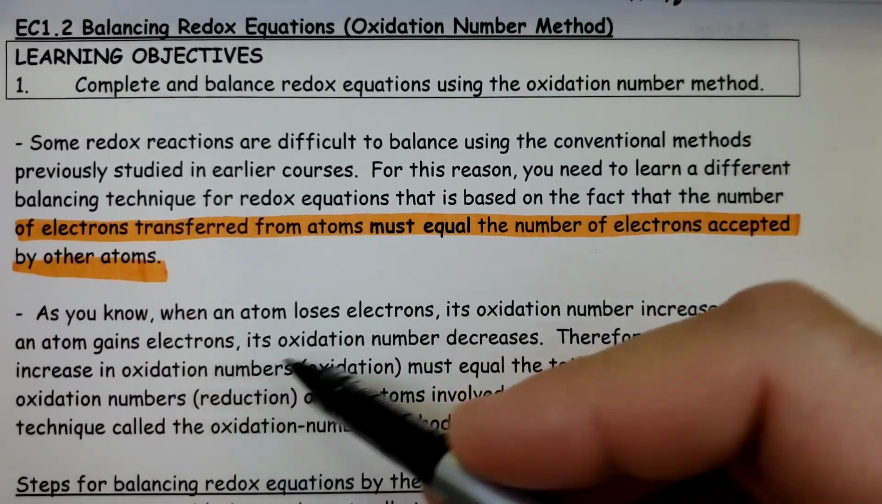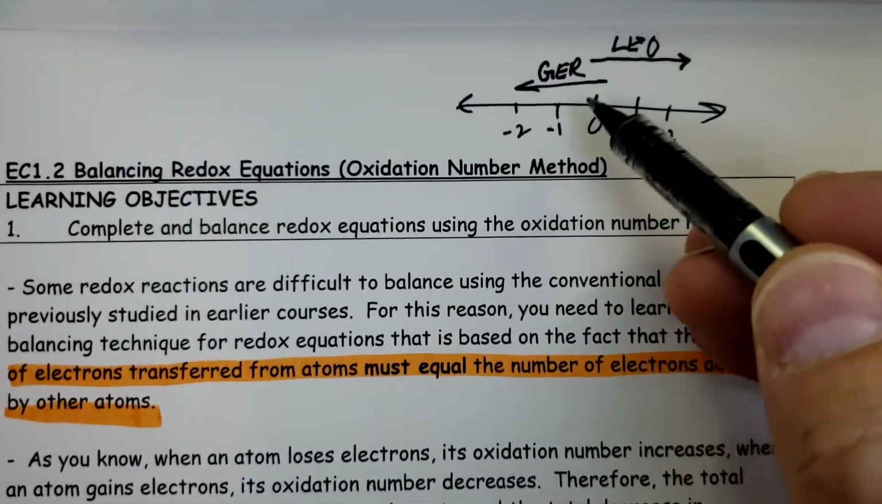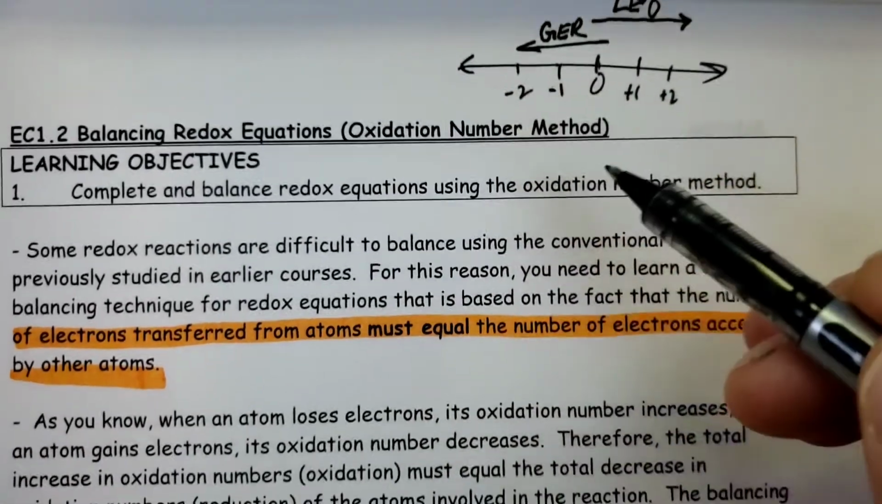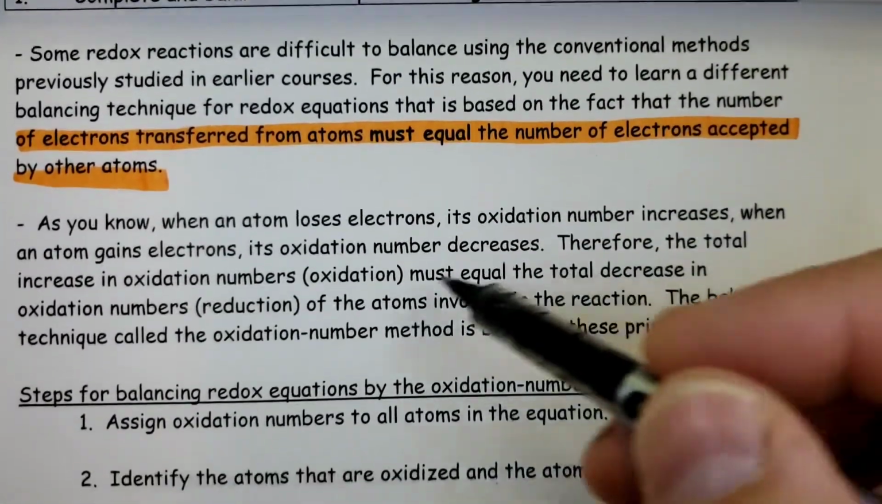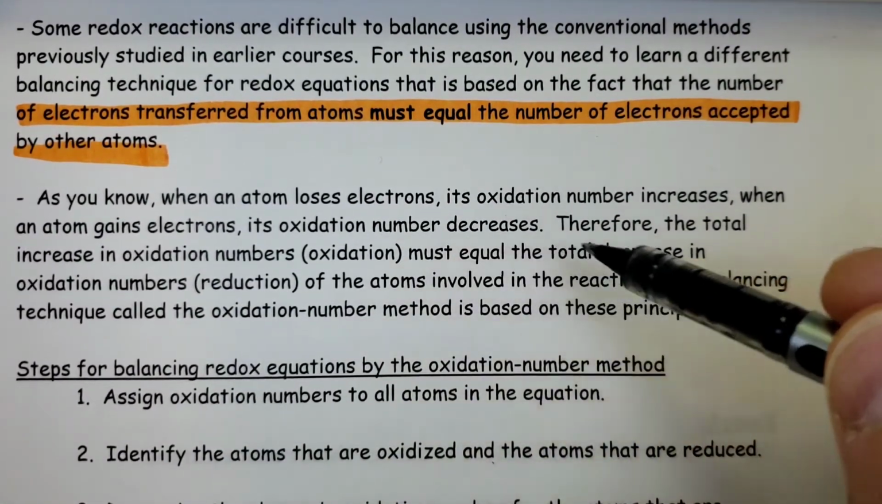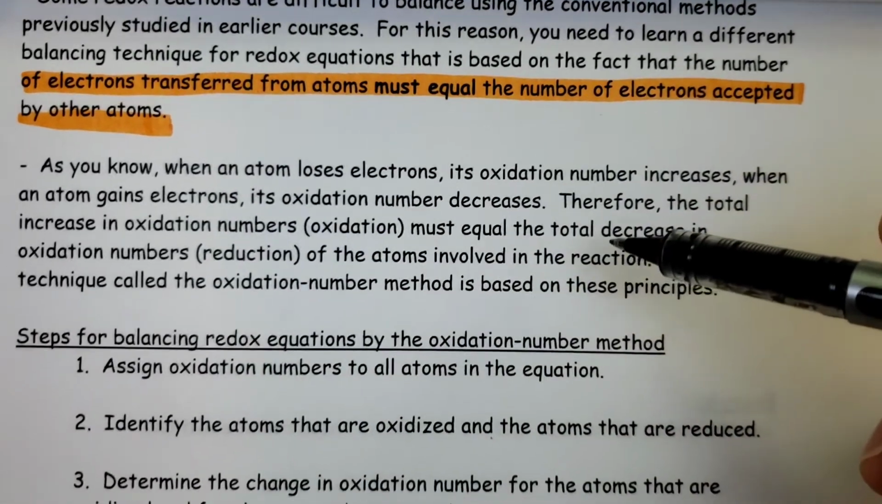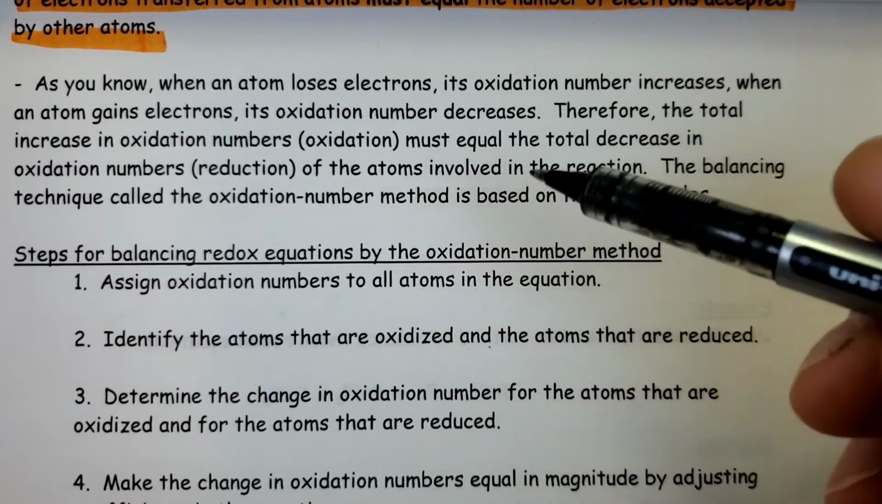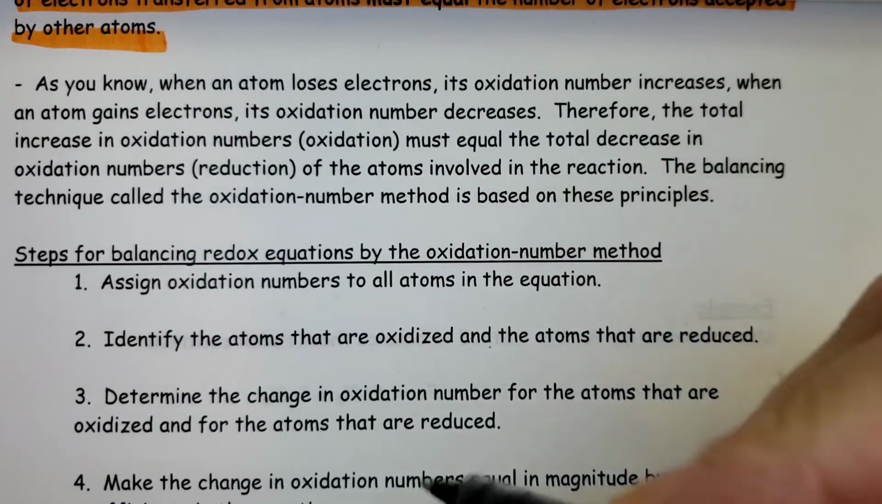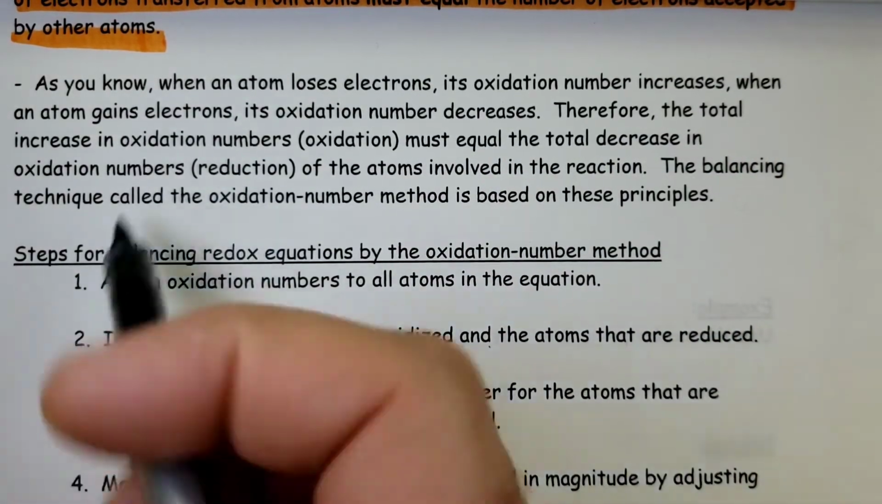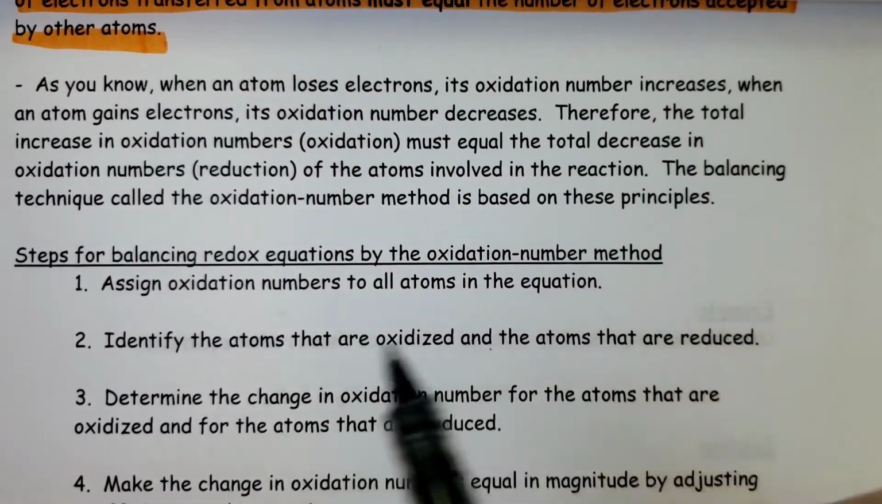So when you lose electrons, the oxidation number increases, meaning it gets more positive. When atoms gain electrons, the oxidation number decreases, meaning that it gets more negative. Therefore, the total increase in oxidation must equal the total decrease in oxidation of the atoms involved in that particular reaction. The balancing technique called the oxidation number method is based on that. Okay, so if one thing is gaining, something else must be losing.